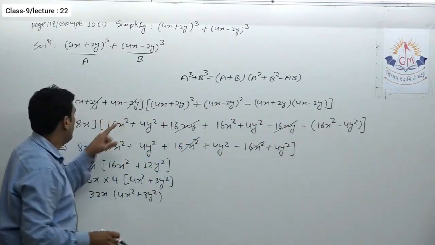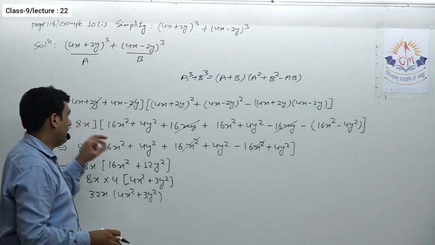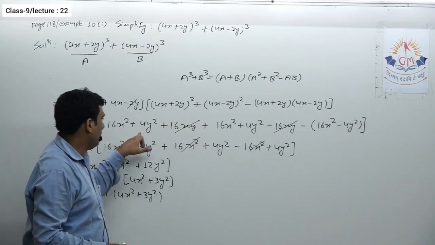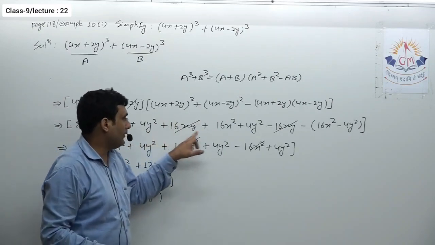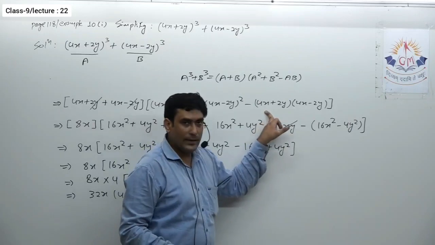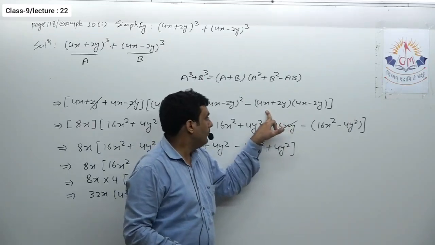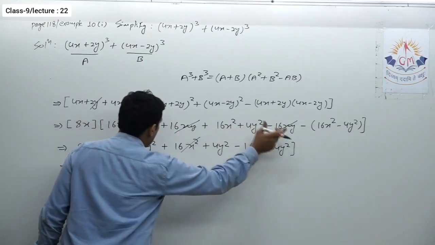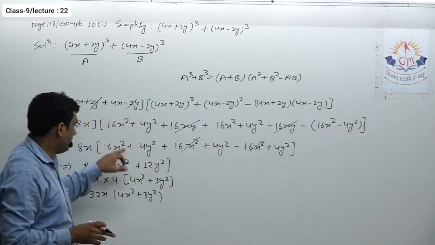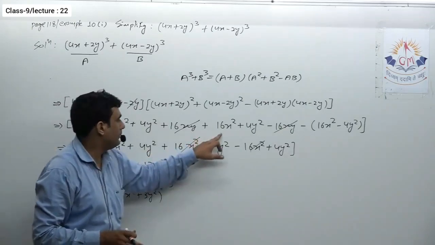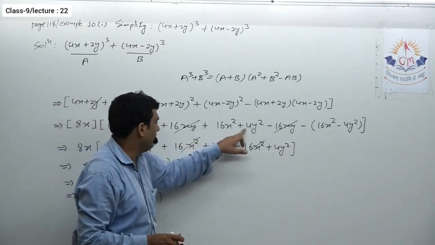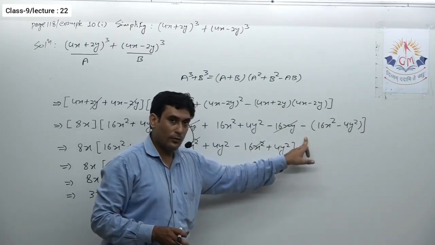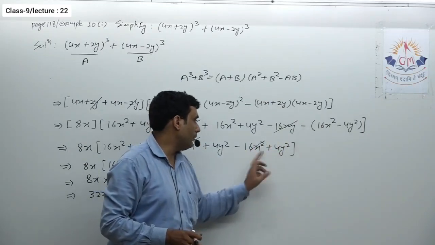So plus 2y minus 2y cancel, 4x plus 4x, 8x. Now (4x plus 2y) whole square, 16x square plus 4y square plus 16xy. Similarly over here, and here I apply the identity of a square minus b square. This plus 16xy minus 16xy cancel, 16x square as it is, this I took as it is. And over here I open the bracket, so the sign will change because outside there is a minus sign. So minus, and over here plus.